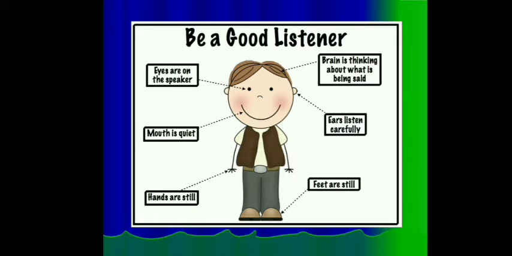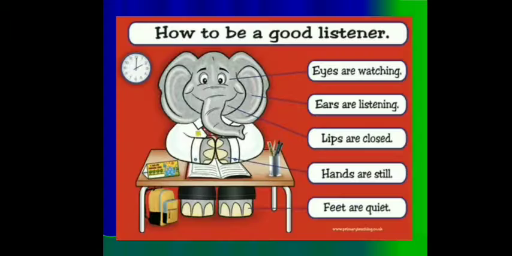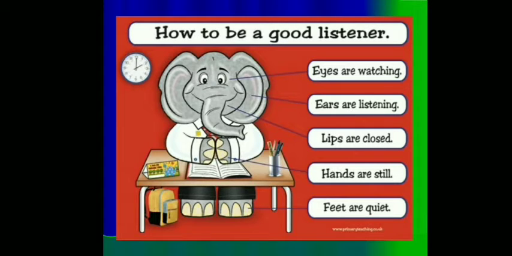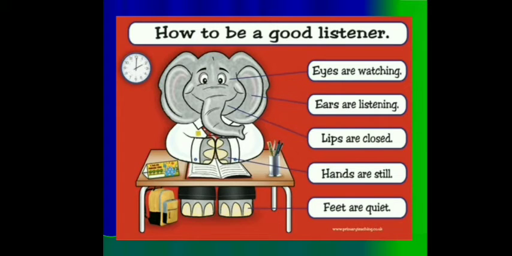In order to be a good listener, you have to keep an eye on the speaker. Mouth is quiet, hands are still, feet are still, ears listen carefully, and brain is thinking about what is being told. Concentrate your mind on the words of the speaker. Your eyes should be watching, ears listening, lips closed, hands and feet quiet. These are the main features and main rules of being a good listener. And I do hope all of you are good listeners.